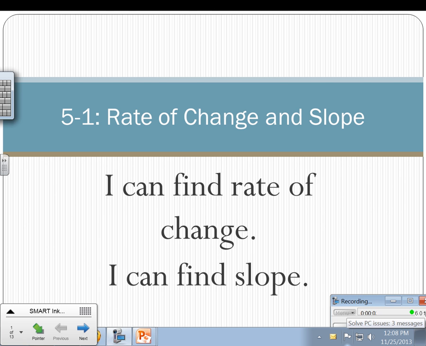In this video 5.1, we're going to be looking at rate of change and slope. By the end of the video and work time in class, you should be able to say, I can find rate of change, and also I can find slope.